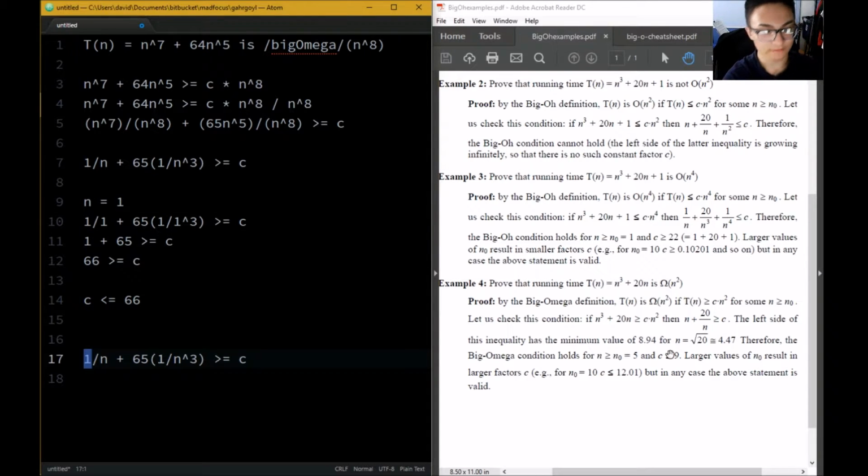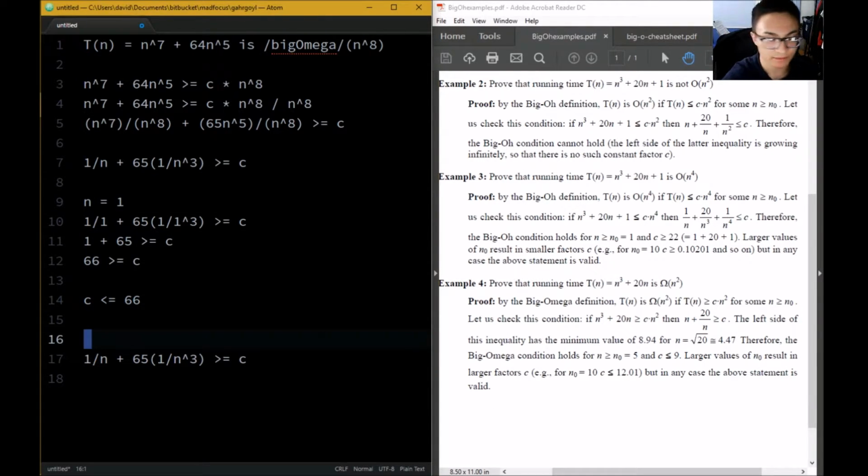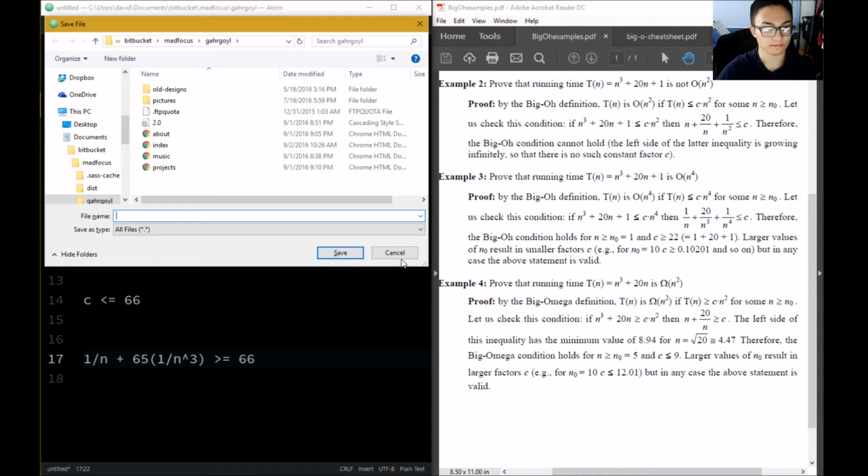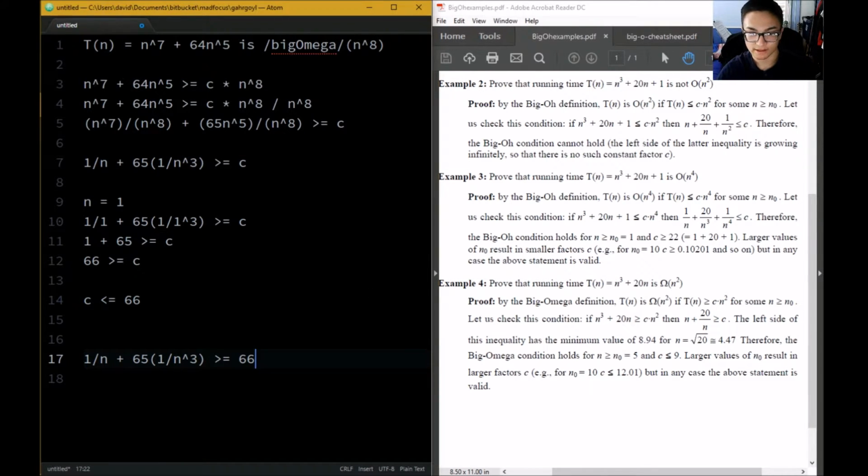So we need to find a value that disproves this, that C is not for 10, but in any case the above statement is valid.